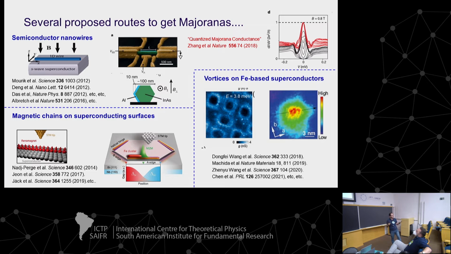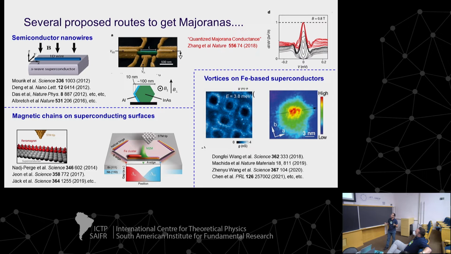and there are proposals for realizing these systems in condensed matter platforms, such as semiconductor nanowires with induced superconductivity, magnetic chains on superconducting surfaces, and more recently, vortices on, say, iron-based superconductors. And in a sense, a low-energy model for all these systems essentially maps to some version of the original Kitaev model that I'm showing here, which is different from the spin Kitaev model that you heard about from Eric and Rodrigo. And, well, it's been 20 years, right?